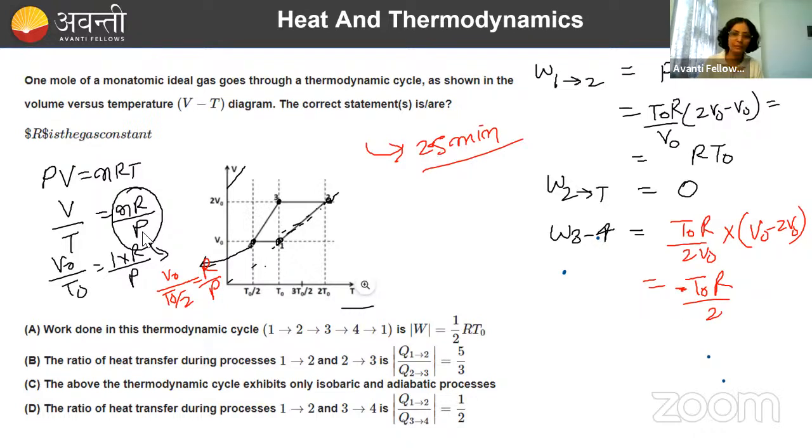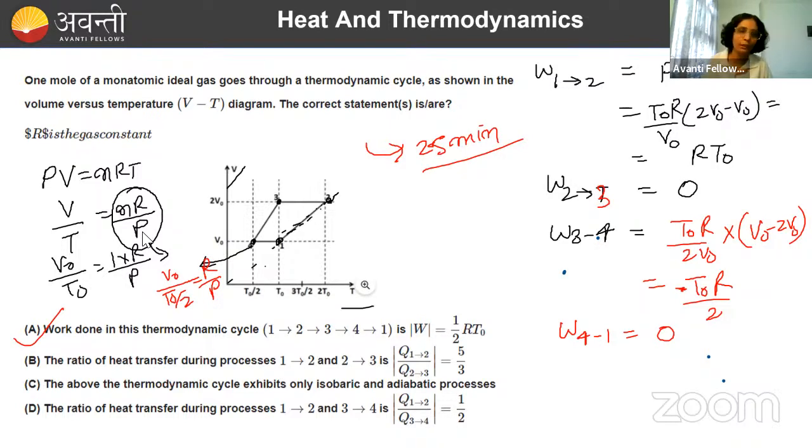So these are the work done: 1 to 2, this is 2 to 3, this is 3 to 4. And what will be work done from 4 to 1? That will be again 0 because volume is not changing. What will be the total work done? You can simply add these 4 terms. So R T naught minus T naught R by 2, that is R T naught by 2. First option seems correct.